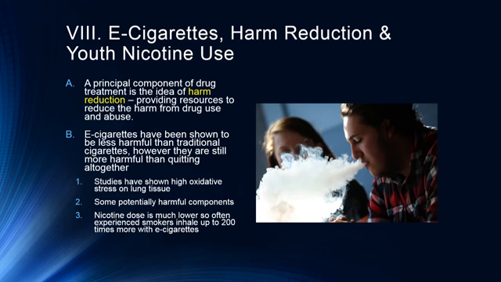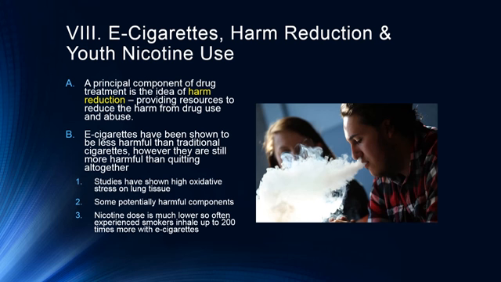Final thing I want to talk about with nicotine is e-cigarette use. A principal component of drug treatment is this idea of what we call harm reduction. And we're going to talk quite a bit about this when we get to discussing opioids and how to potentially reduce the harm from opioid addiction. So e-cigarettes have been shown to be less harmful than traditional cigarettes, but they are still more harmful than quitting altogether. So some studies have shown a high oxidative stress on lung tissue and some potentially harmful components.